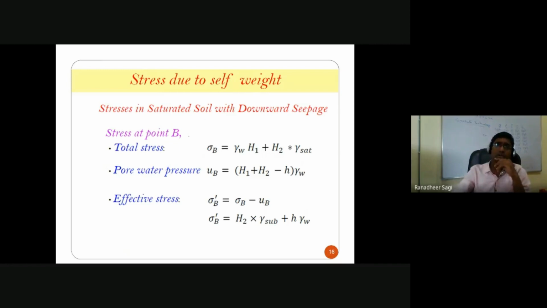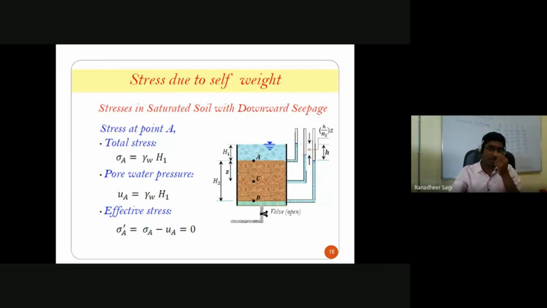Next, if I want to calculate the stresses at point B, I'll be looking at how much is my total stress at point B, the pore water pressure at point B, and automatically the effective stress corresponding to the position of point B. So now let me try to understand what will be my total stress at point B and my pore water pressure at point B, in order to calculate the effective stress at point B.